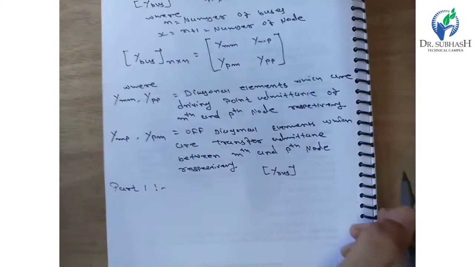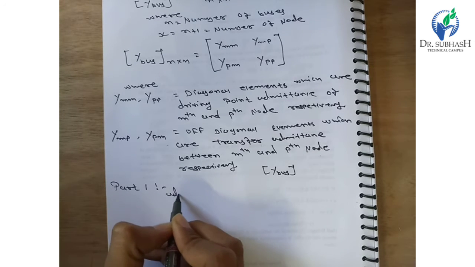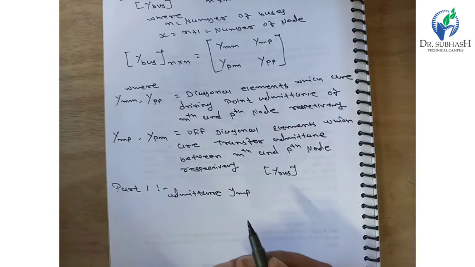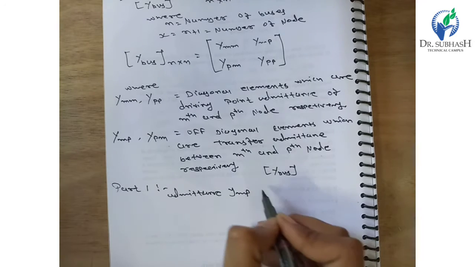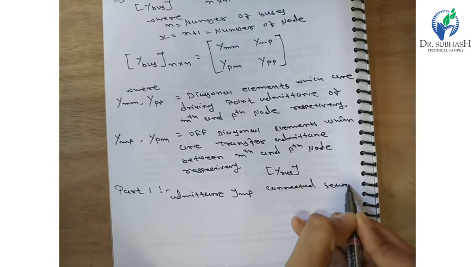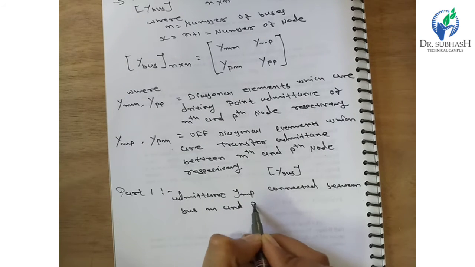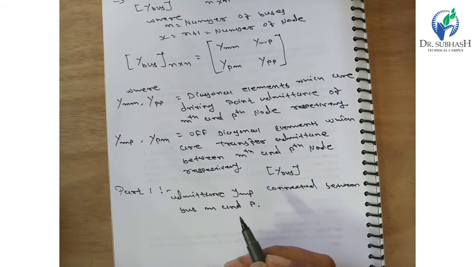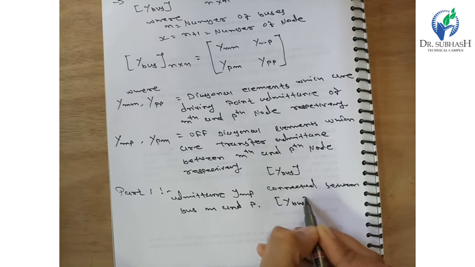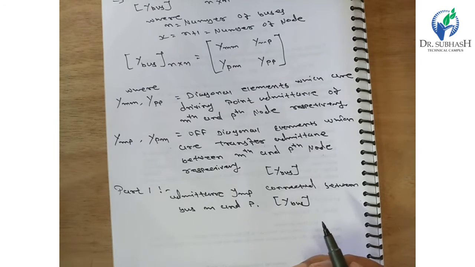In part 1, we will consider the element having the admittance Y_MP connected between buses M and P. Due to these four entries, the Y bus matrix gets affected. We can modify these entries as follows.